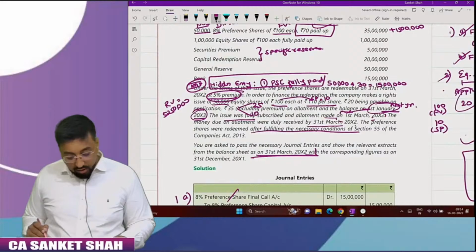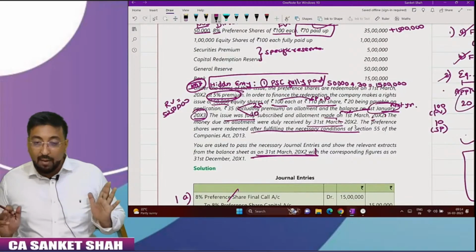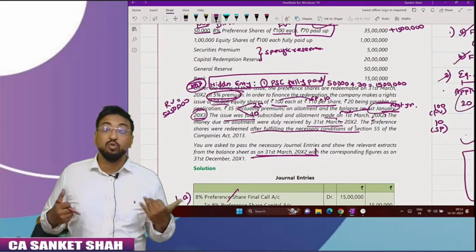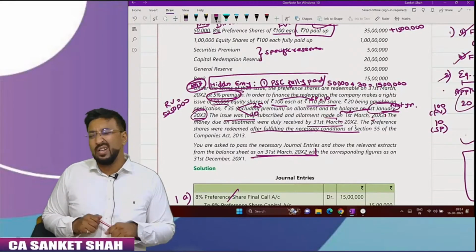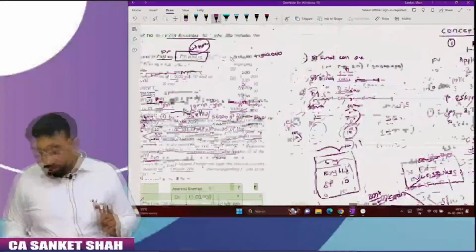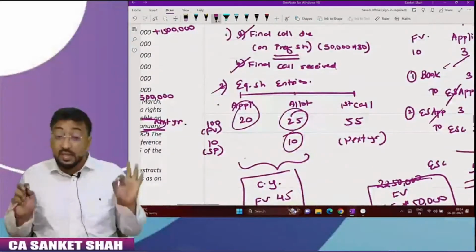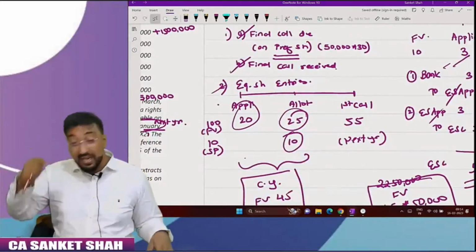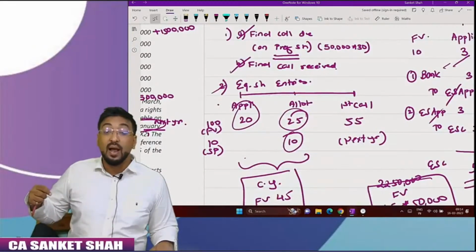Please don't give up. After looking into such questions, many students will find out, sir, it is very difficult. No, it's not at all difficult. So how to recall? You recall this sequence. Sequence is the best technique to recall any question which is having many entries.